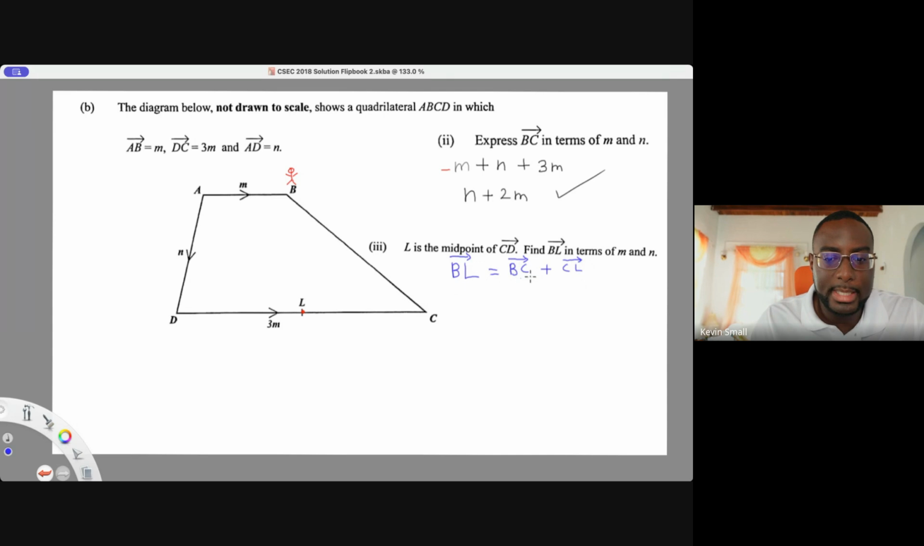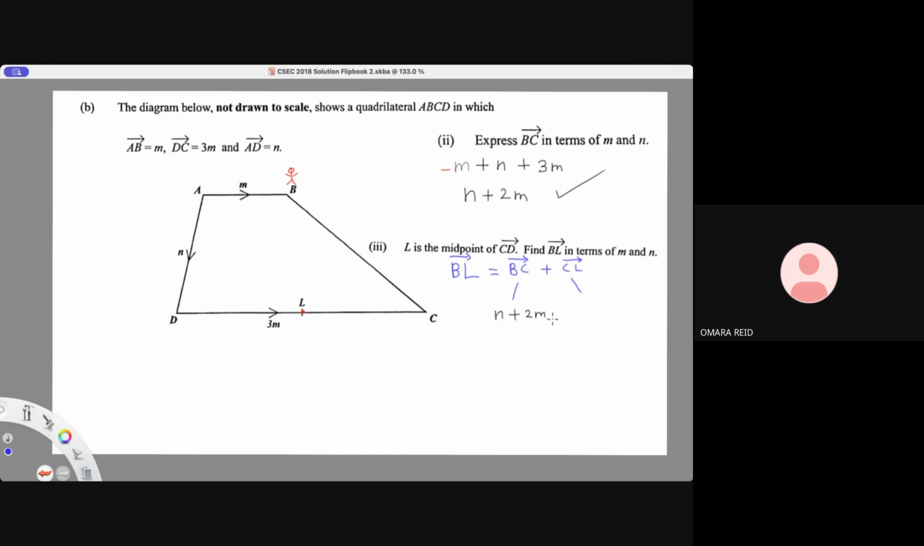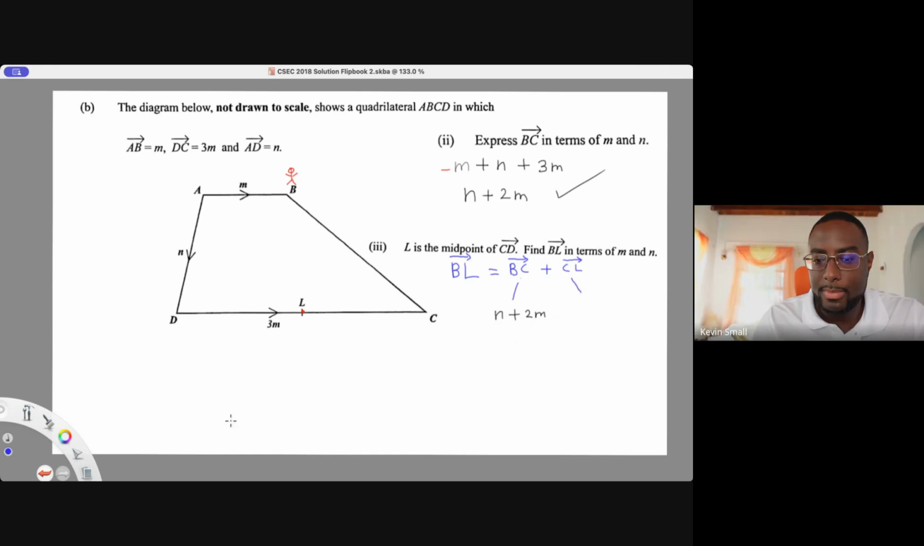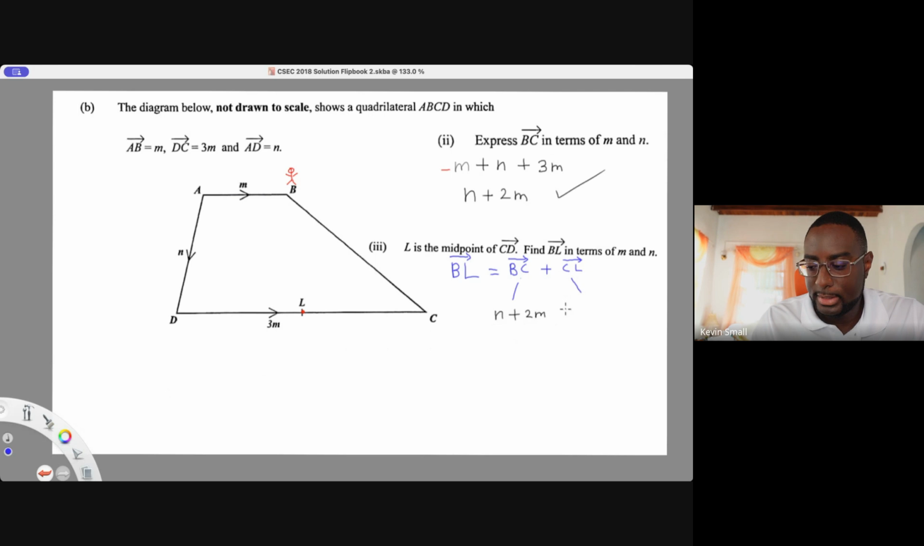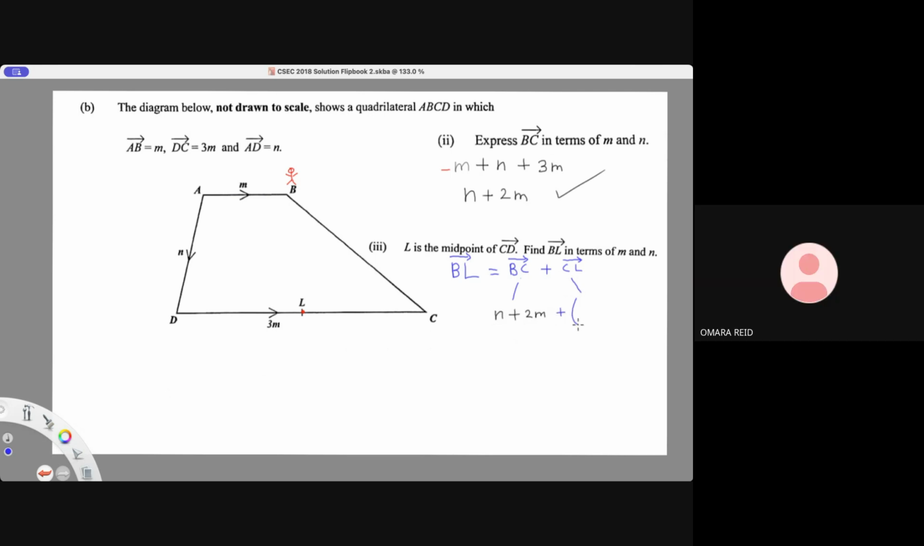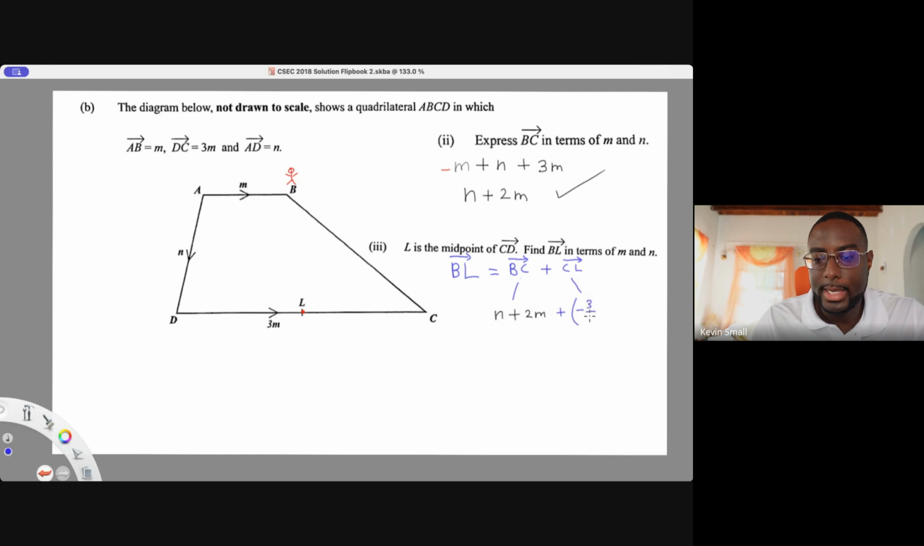B to L is B to C and C to L. We worked out B to C from before. So you will be correct, Omara, in just writing back the previous answer for this part: n plus 2n. But what now would be the CL part? Could anyone tell me what CL would be? Negative 3 over 2. You gotta give me a letter with it afterwards. Negative 3 over 2 m. M as in mouse, yes, sir. And that is correct. Negative 3 over 2 m.